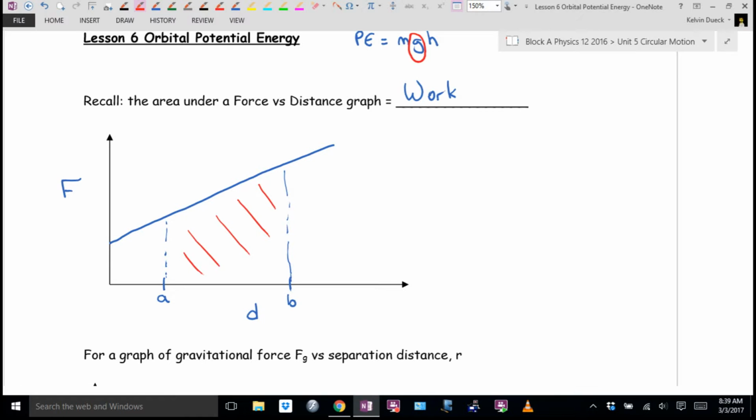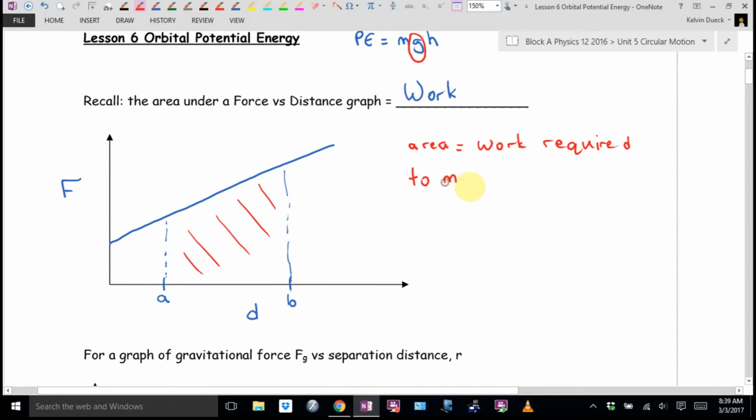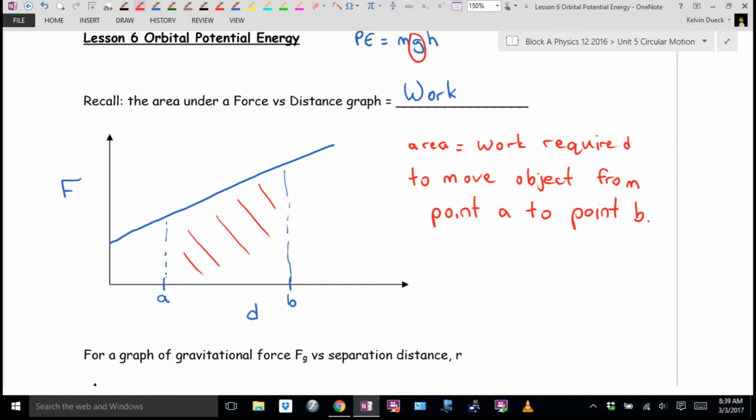The area under a force versus distance graph is work, but if I wanted to be more specific, the area here is the work required to move some object from point A to point B, from location A to location B. If I'm going to be really fussy, that's really what we're talking about. How much energy, how much work it took to move that object from location A to location B.